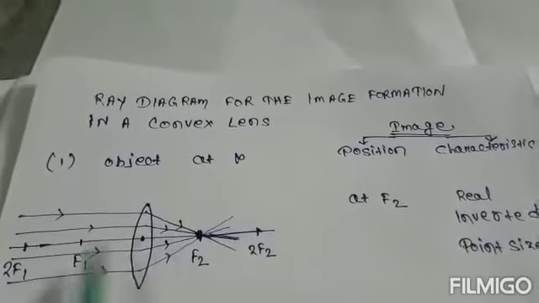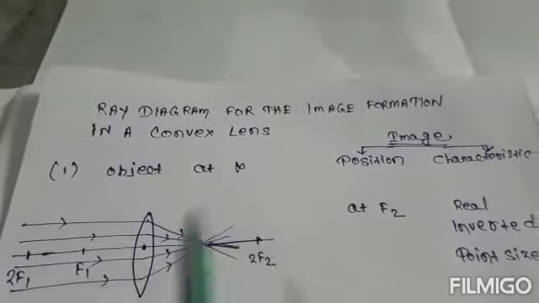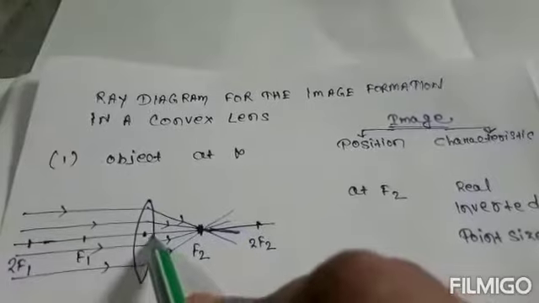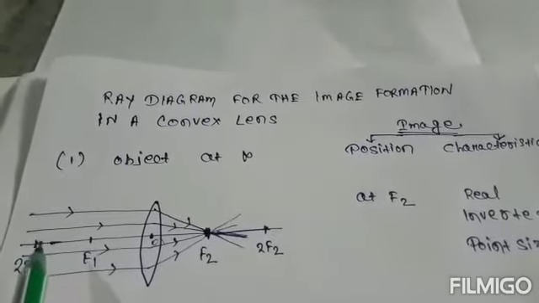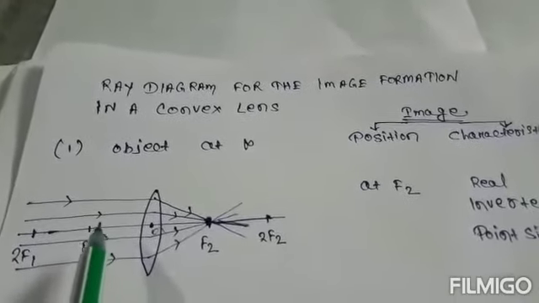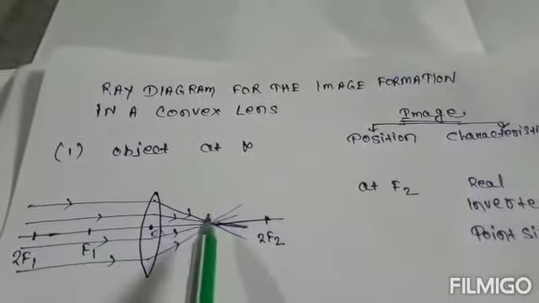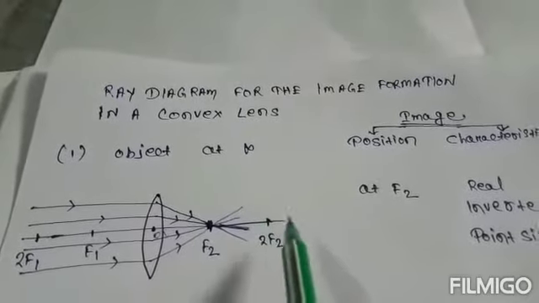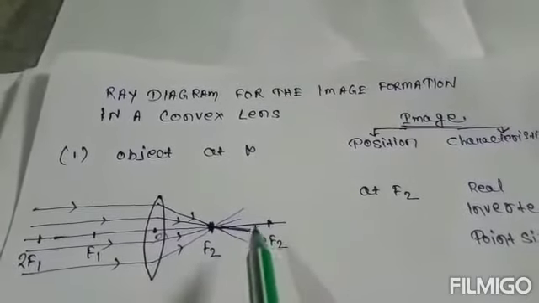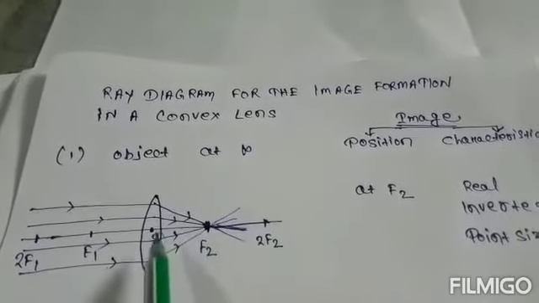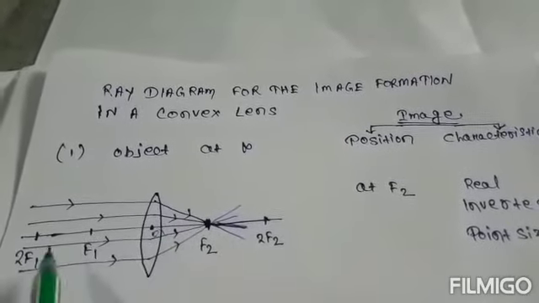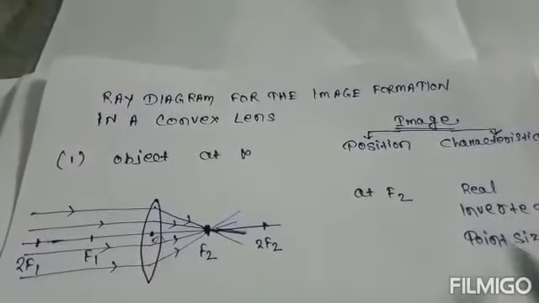This is the principal axis and this is the optical center O. This is F1 and this is 2F1 or C1, that is the center of curvature, and this is principal focus 1 and this is principal focus 2 and this is 2F2 or C2, that is the center of curvature. The distance between these is equal, and this to this is equal to F1 to 2F1.